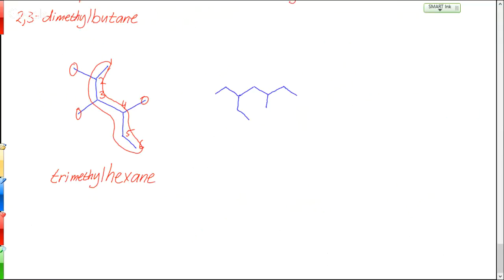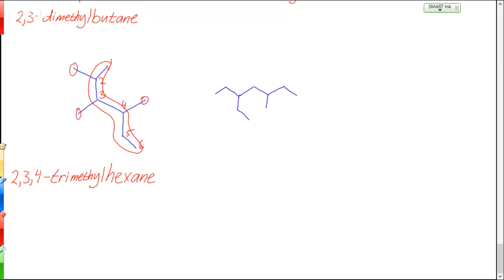We're going to use those same prefixes that we learned back in the covalent compound. So di, tri, tetra, penta, hexa, etc. And then we also need to specify where those 3 methyl groups are, and they're coming off of carbons 2, 3, and 4. So this is 2,3,4-trimethylhexane. Good? Get that one? Okay, let's look at the next one.